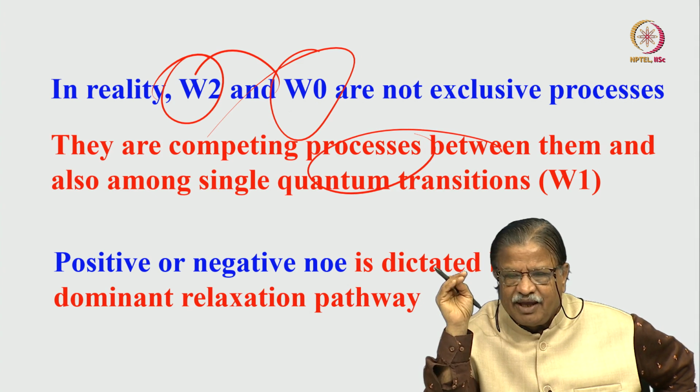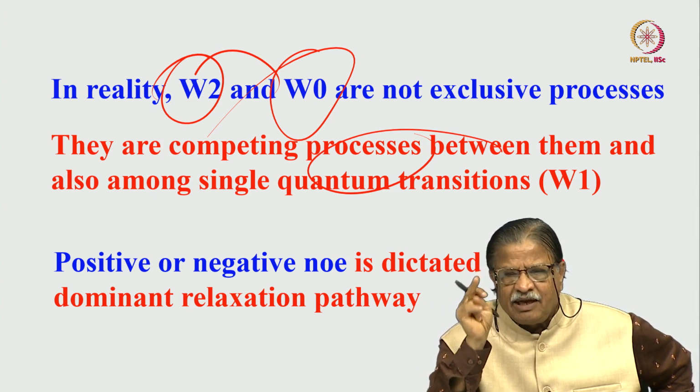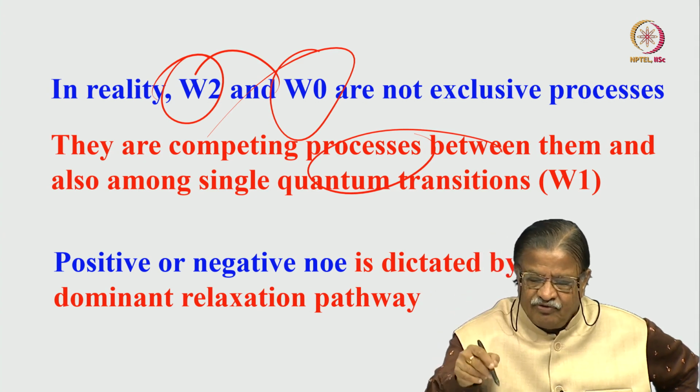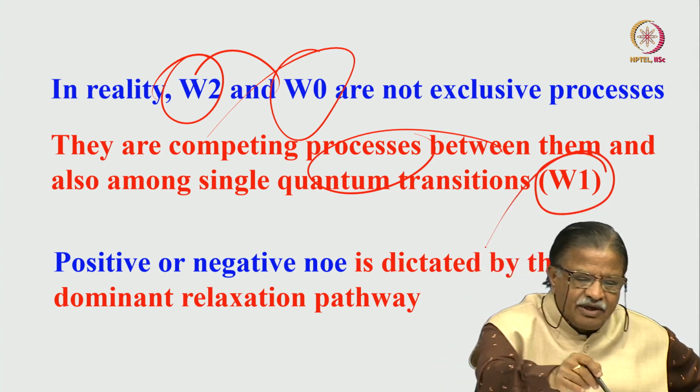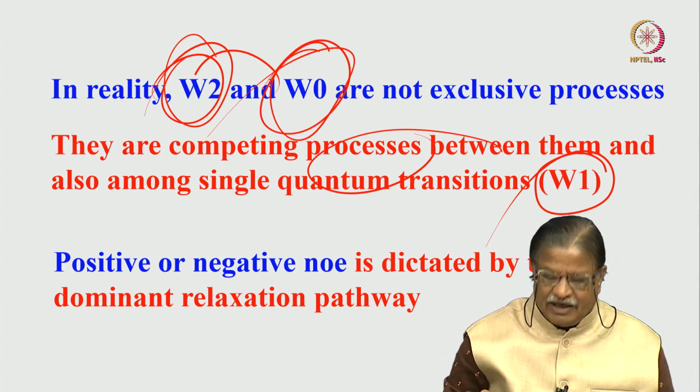Positive and negative NOE is dictated by the dominant relaxation pathway. So, if you know this is the dominant W0, this is positive, this is dominant negative NOE. That is all you have to understand.